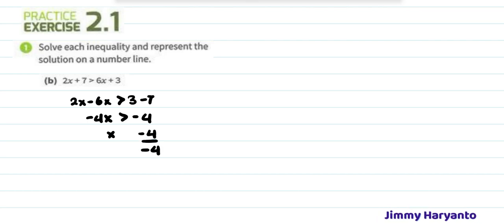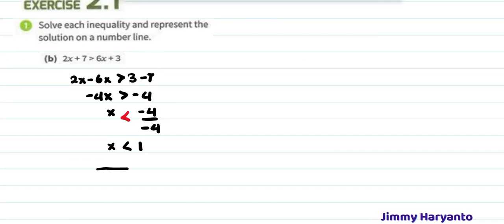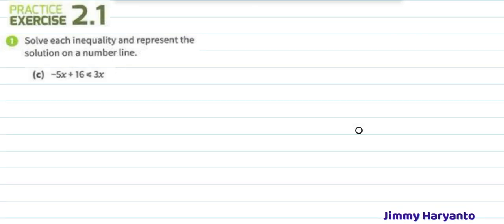Remember, when you do division by negative numbers, you have to switch the sign. So the sign will be less than, and then the result is 1. And then the number line will be like this, 1, and then to the left. And then next one is C.